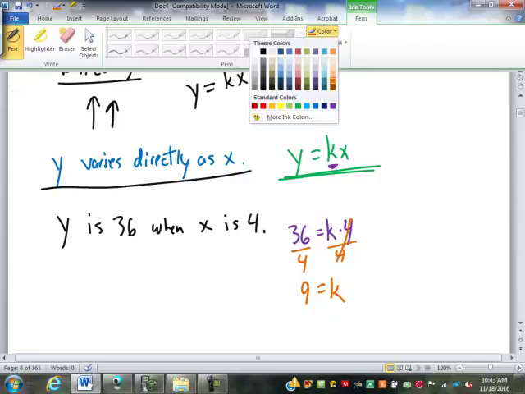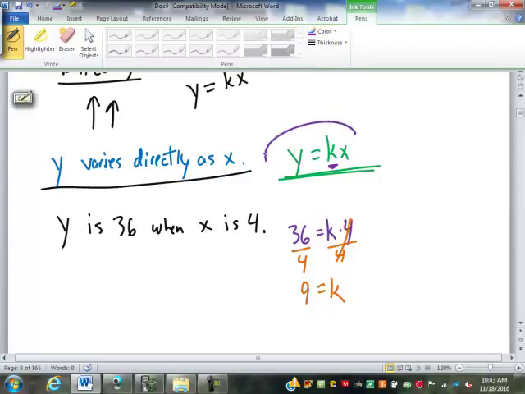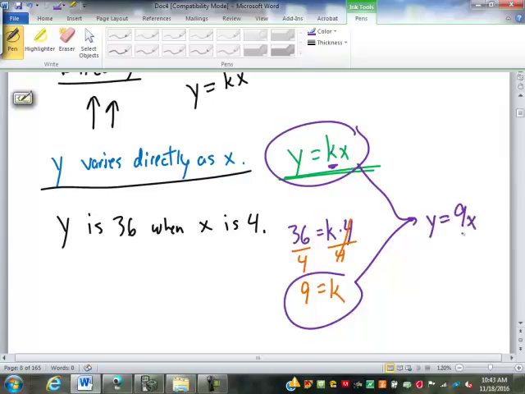So what that is telling us, combined with our knowledge of what a direct relationship is, is that I can replace k there with 9. So y equals 9x. So whatever x is, y is 9 times that.